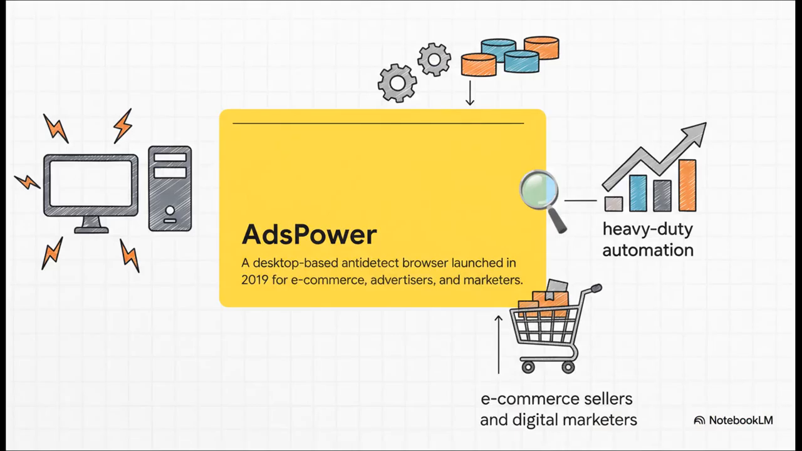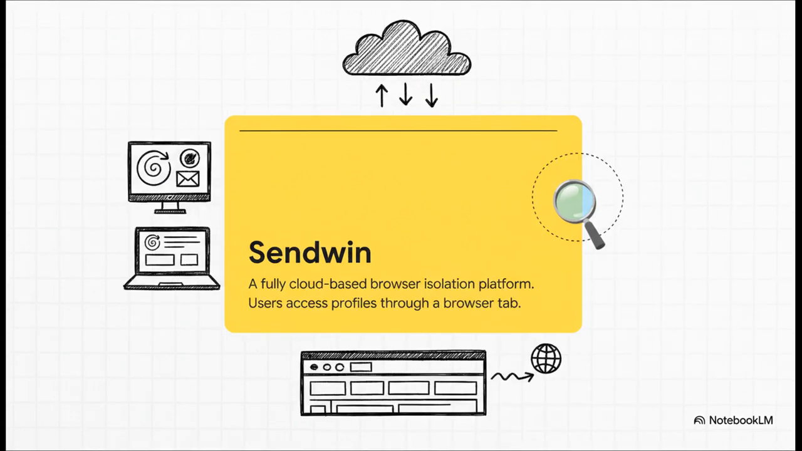So first, you've got Adspower. Now, this is what you might call the traditional powerhouse. It's a piece of software you actually install on your computer. It's been around since 2019, and it has a really solid reputation, especially with people in e-commerce and marketing who need some serious automation muscle. And then there's Sendwin. And it is a totally different beast. It's 100% cloud-based. You don't download a thing, you don't install a thing, you just open a tab in your regular web browser and you're good to go. And that little detail has some massive consequences, as you're about to see.